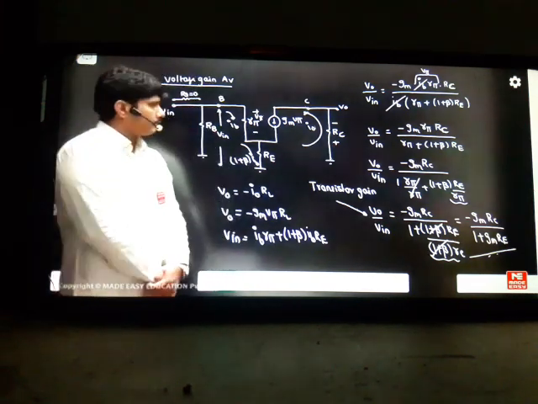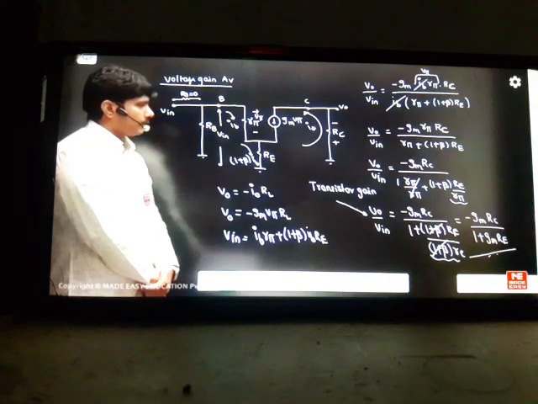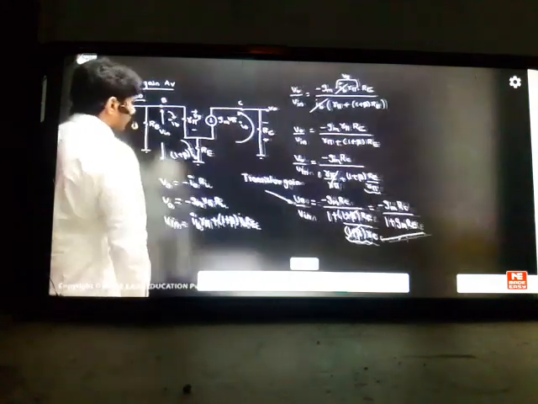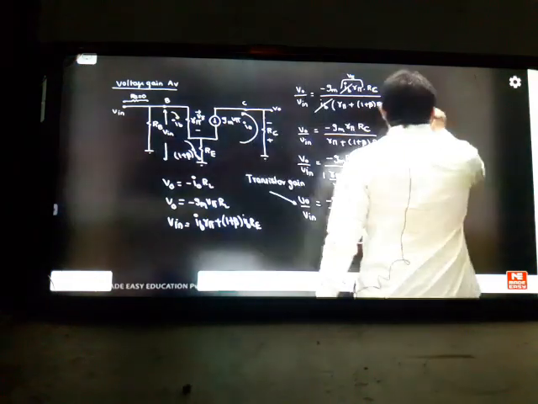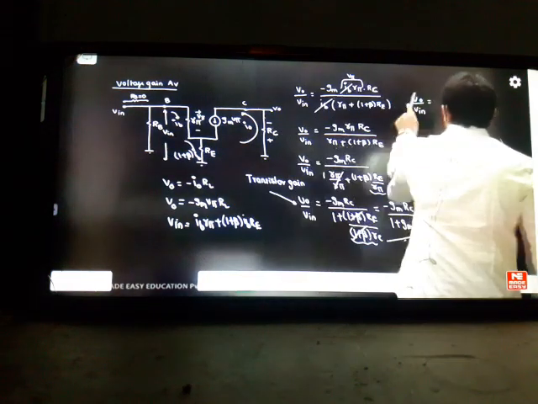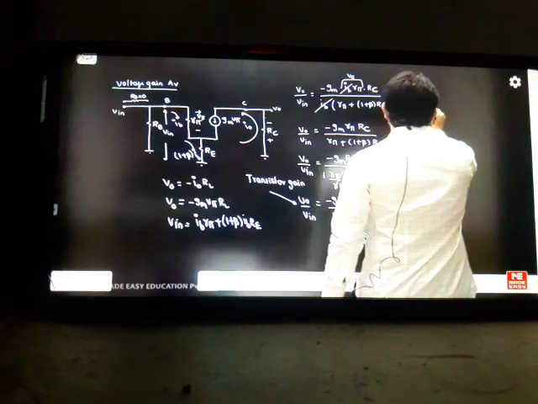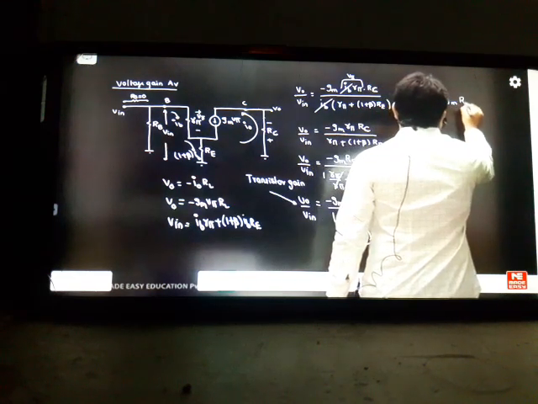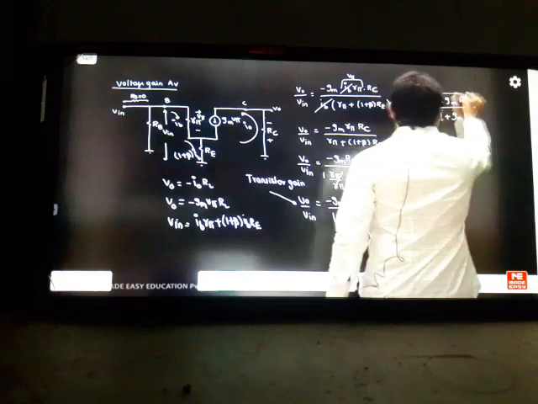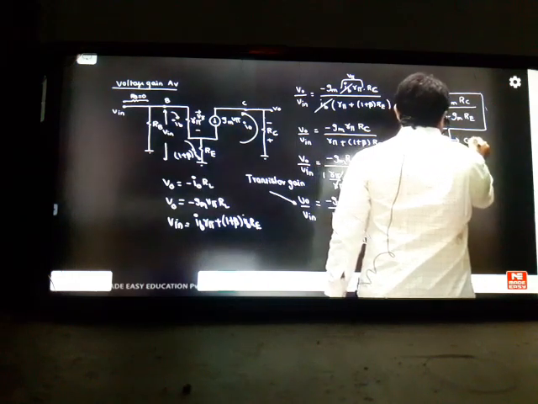So V0 by Vin is equal to minus Gm into Rc by 1 plus Gm into Re. Let us keep this formula highlighted. We never forget this formula throughout our amplifier techniques. Very beautiful formulas. Otherwise we can write the gain formula: the gain is minus Gm into Rc divided by 1 plus Gm into Re. This is the most important formula for unbypassed amplifiers. This is for common emitter unbypassed.